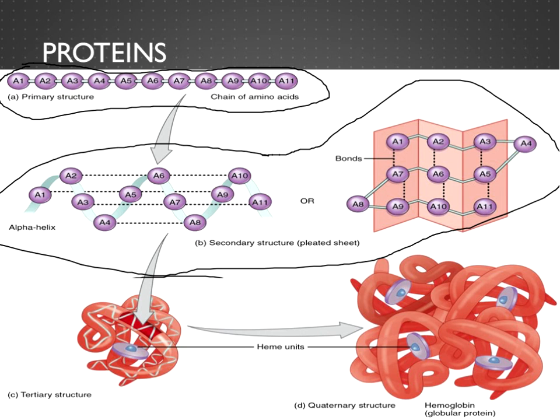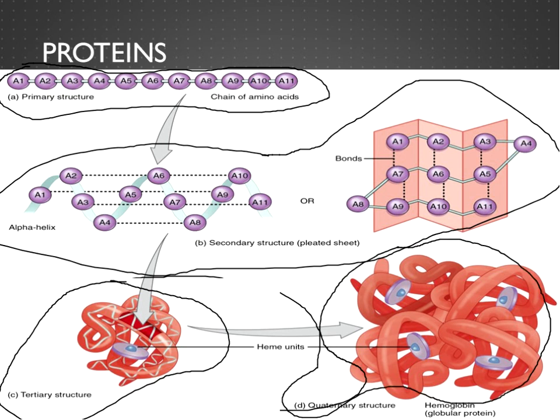Tertiary structures just look like a glob. They're even more complex. And then quaternary structures are several globular structures put together. So the main thing you guys need to know is the products of transcription and translation.